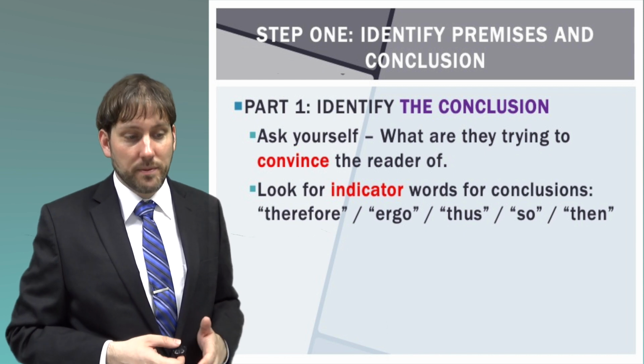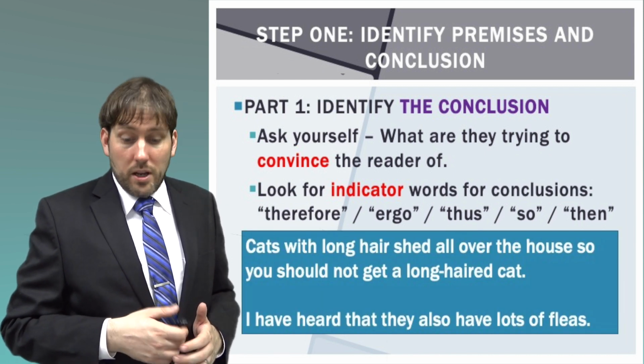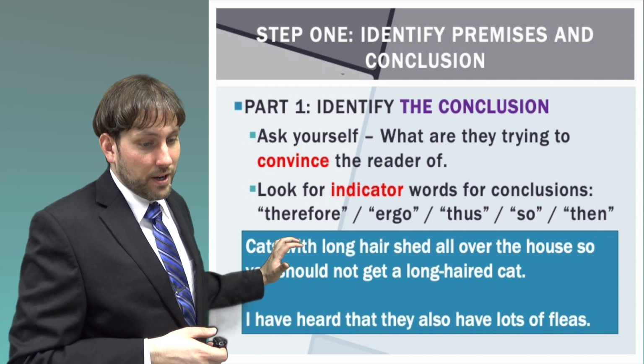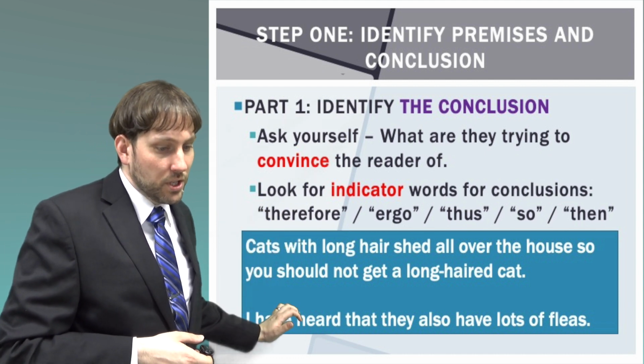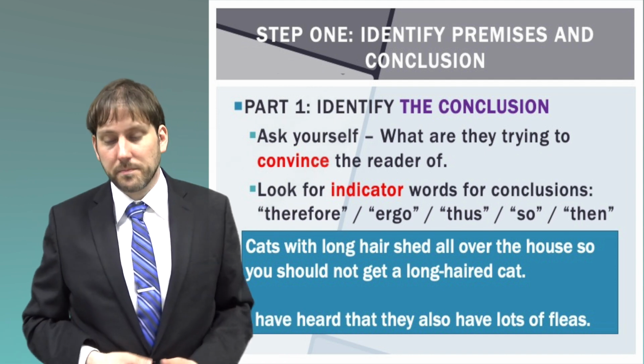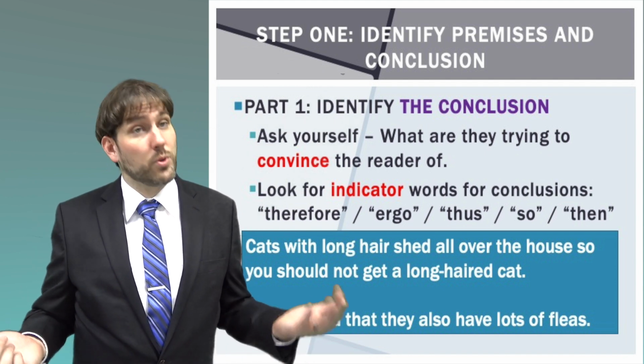When we find these words, they help us to know what it is that someone is trying to say and why that's their conclusion. So if we start with this: cats with long hair shed all over the house, so you should not get a long-haired cat. I have heard that they also have lots of fleas. All right, so what's our conclusion?